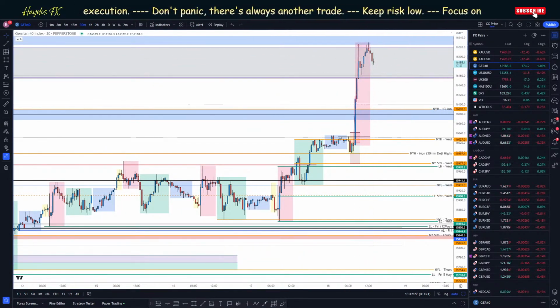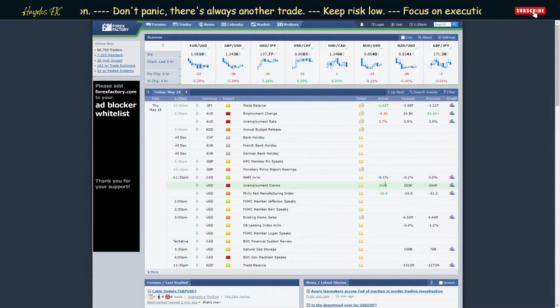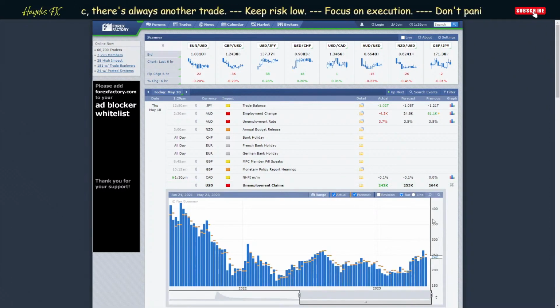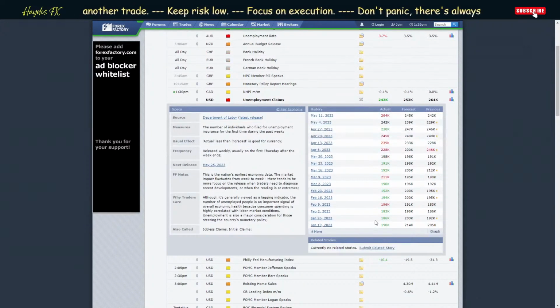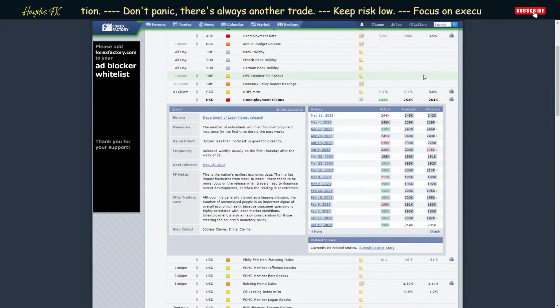Now we had some news coming out. Unemployment claims lower than expected, but they're still creeping up, right? Look at before, we're in the high 100s, and now we're trending up. This is a little bit of a reduction. They come out every single week, but you can see the forecasts are gradually increasing. So we're starting to see signs of a tight employment market start to unravel a little bit.